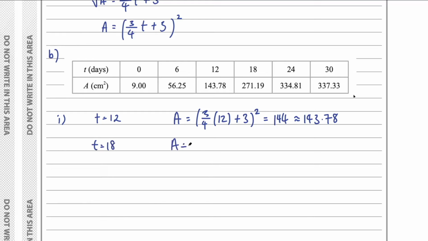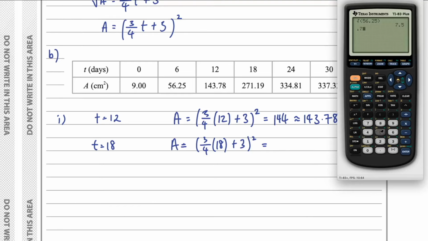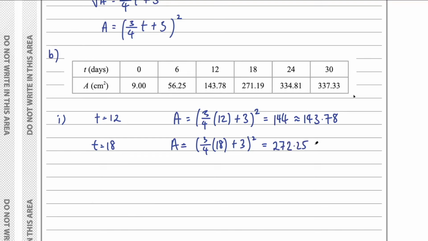Next, t equal to 18. The area would be 3 on 4 times 18 plus 3, squared. I might go to the calculator for that one. So what's 3/4 of 18? 0.75 times 18 plus 3 and square that, I get 272.25, and this is approximately equal to 271.19. So for those two measurements, the model's doing pretty well.